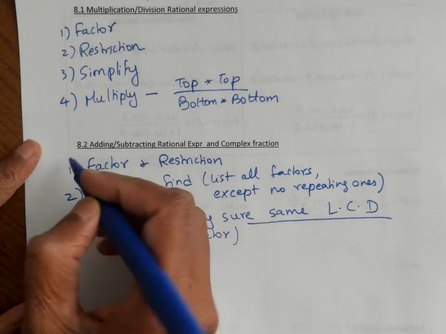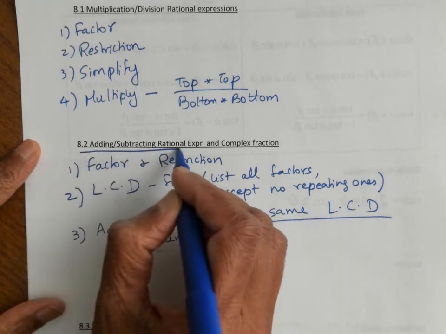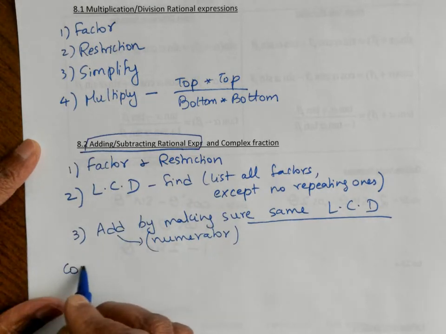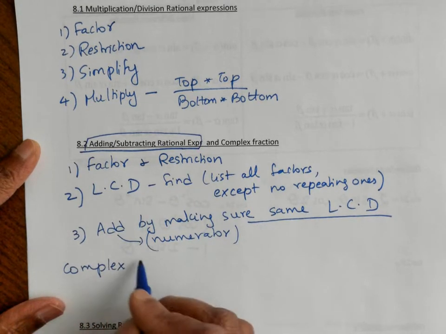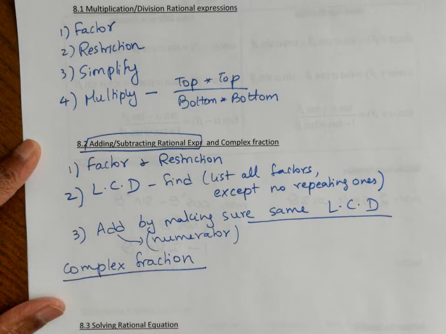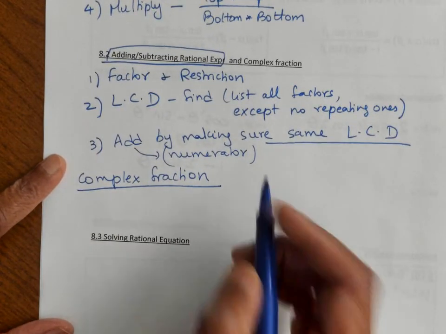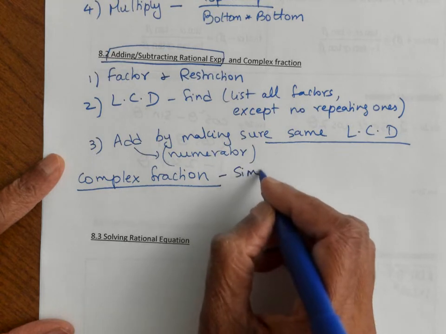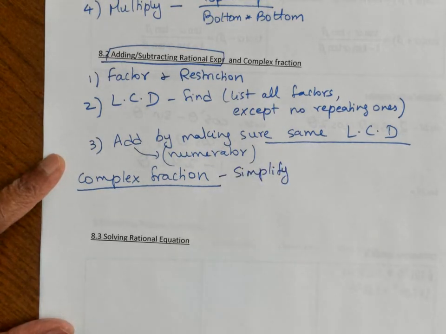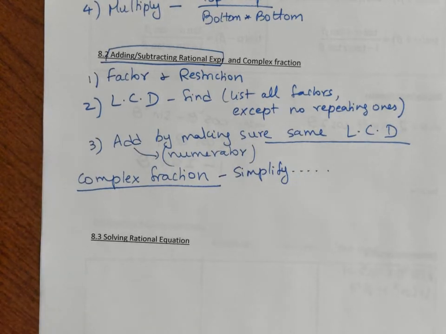So that is for adding and subtracting rational expressions. But what about complex fractions? For a complex fraction, what's your goal when you're shown one? What is your goal? Simplify. That's your goal. That is what you want to do. How do you simplify a complex fraction? Go ahead. What's the first step?